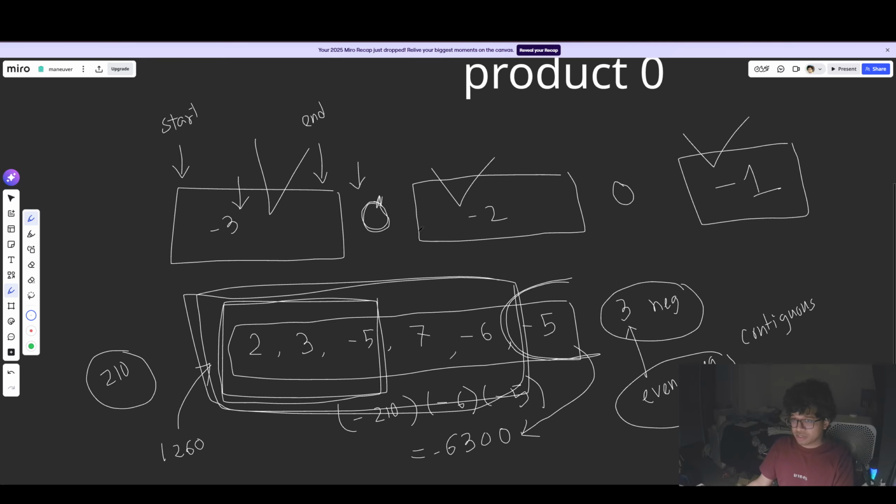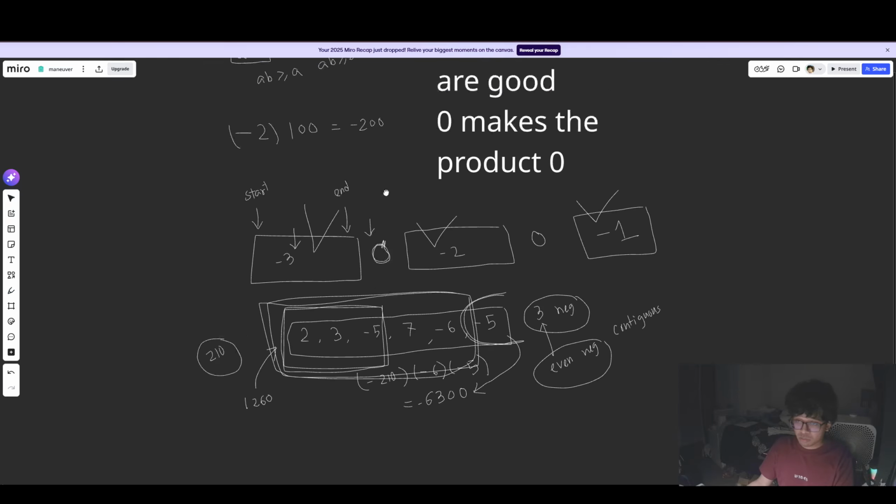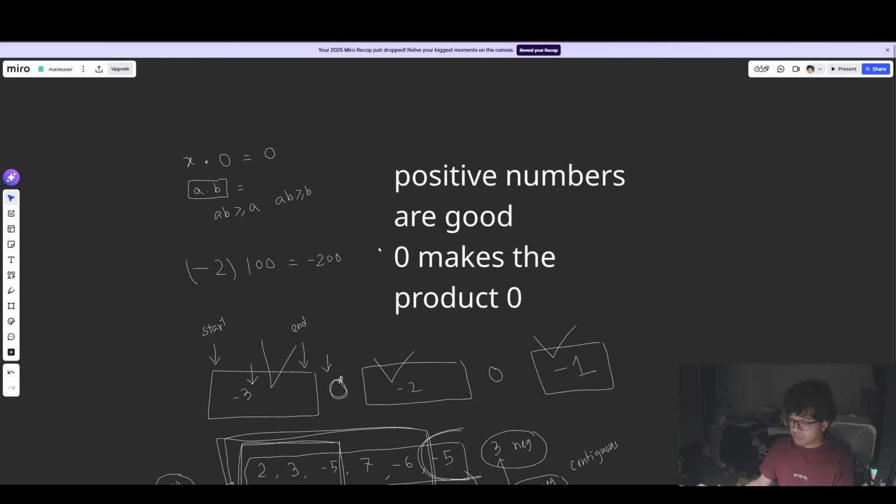So that's the main idea behind solving this problem. Positive numbers are always good, and if there is an even number of negative numbers, they are always good as well. But when there is an odd number of negative numbers, we have to make a choice. And when we encounter a 0, we don't bother taking it into the calculation. So that's pretty much it.